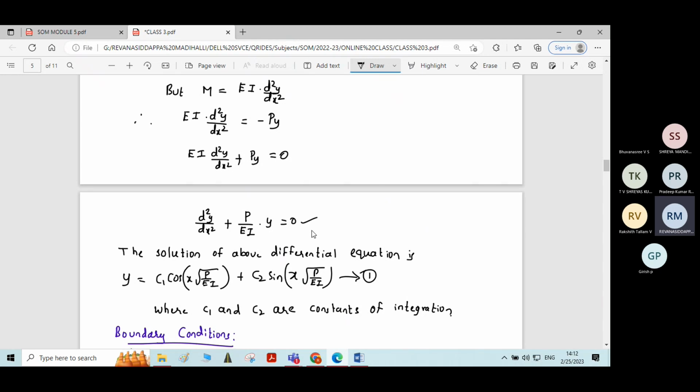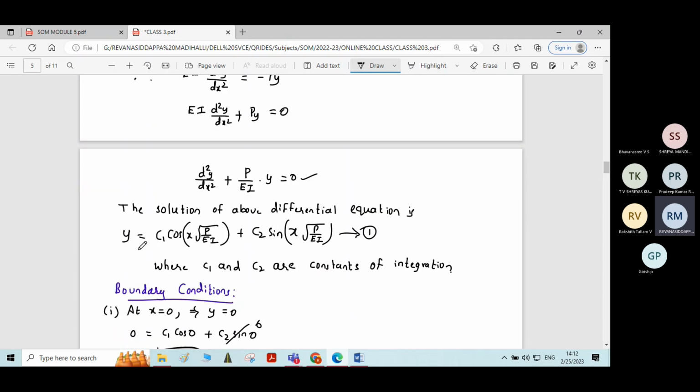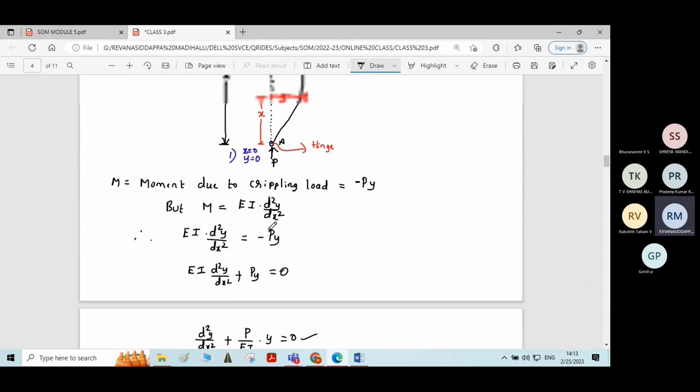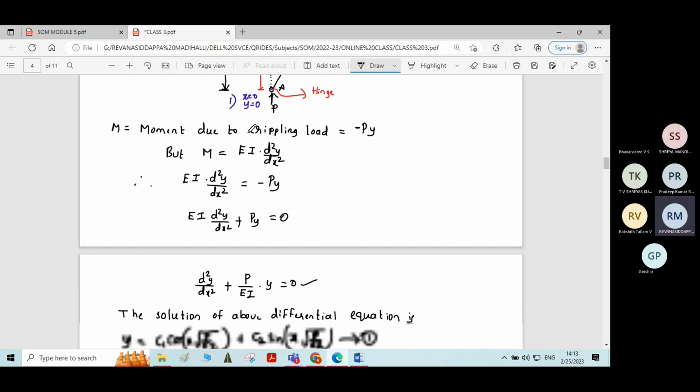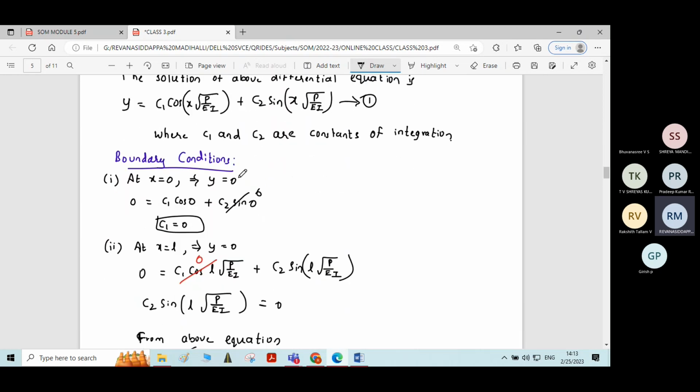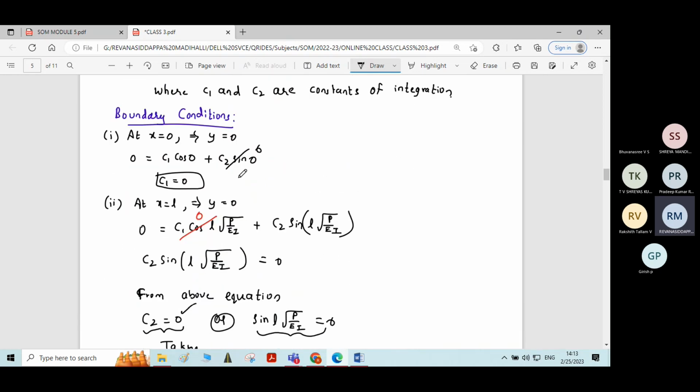So we got a differential equation, and the solution of the differential equation I have written. That is y is equal to C1 cos x root P by EI plus C2 sin x root P by EI. Now we got the two integration constants C1 and C2 that should be determined by using the boundary conditions. I have explained the boundary conditions: at x equal to 0, the deflection y equal to 0, and at point B, which means x equal to L, the deflection is equal to 0. By utilizing these two boundary conditions, we are able to find the constants C1 and C2.